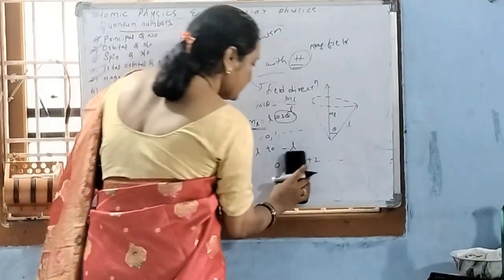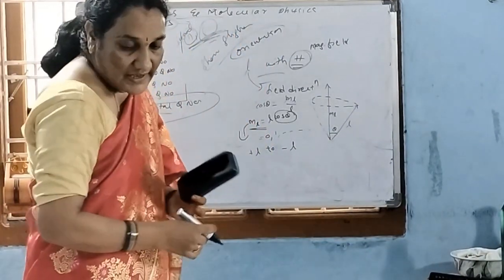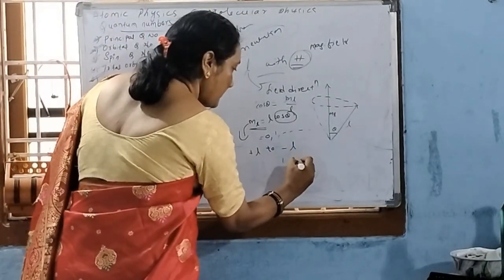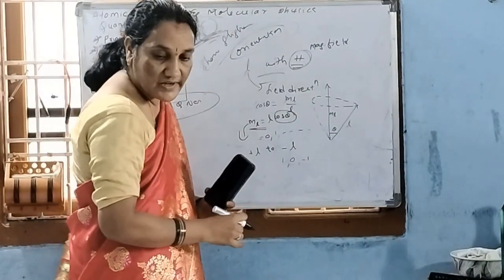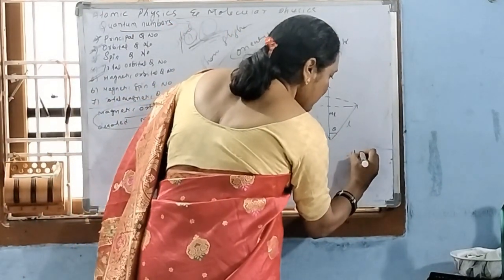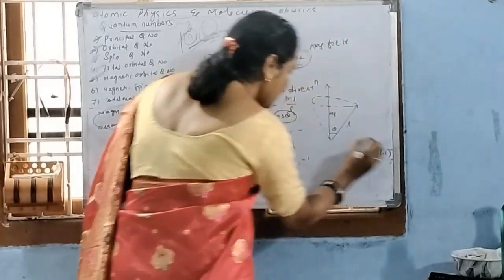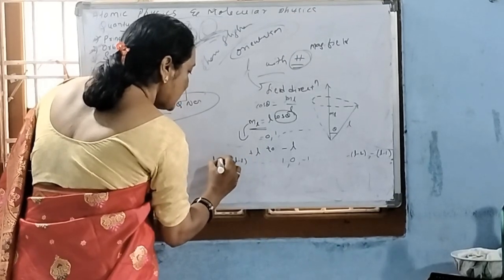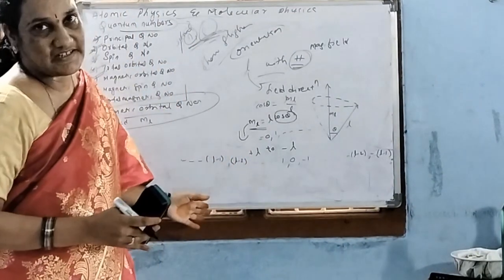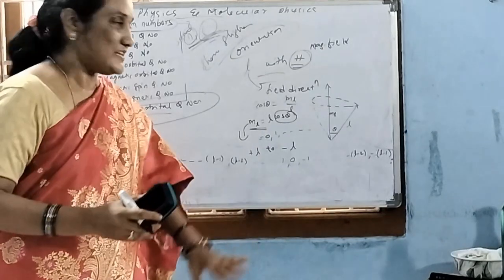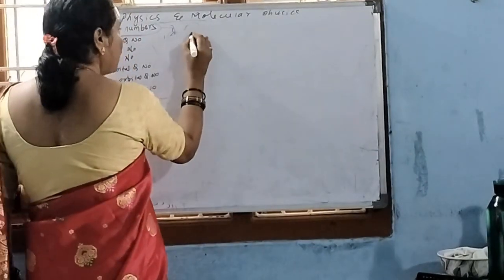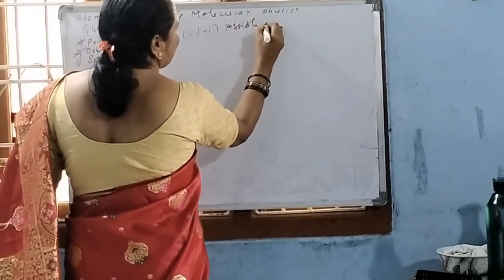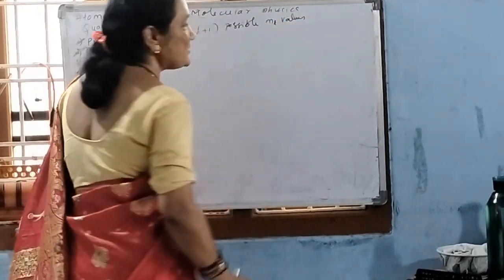How we will write it: 0, 1, minus 1, and so on, minus L minus 2, minus L minus 1, and on this side plus L minus 2, plus L minus 1, and so on. In such a way we will write the values. Let us take some examples. So now there will be 2L plus 1 possible ml values.